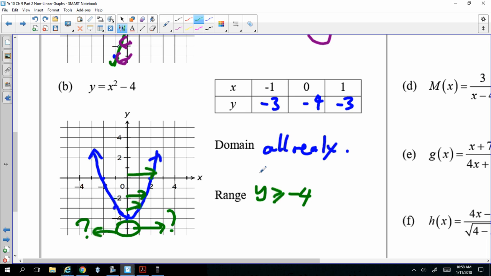Hopefully you're all ready. Okay, good. Let's move on. Next page, next column. All right, let's look at this.